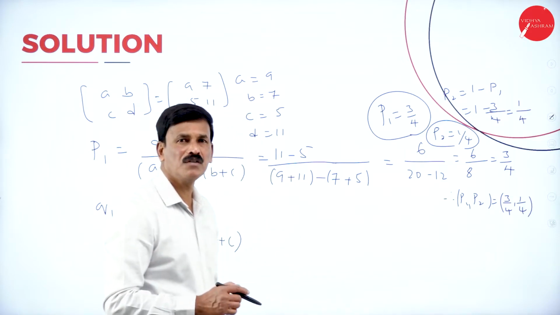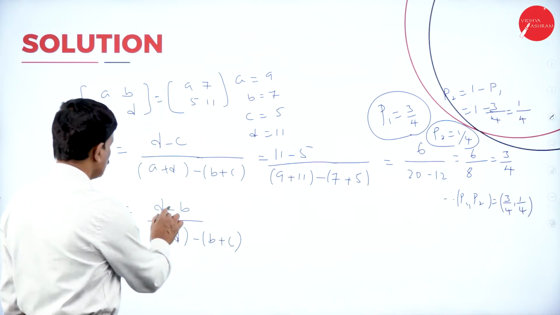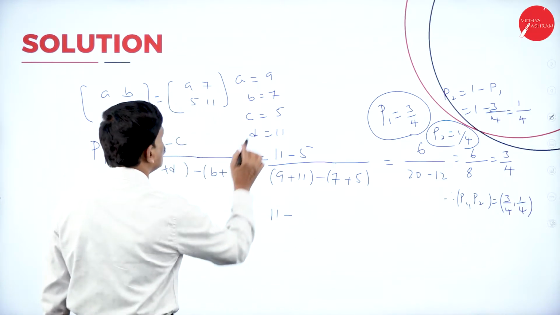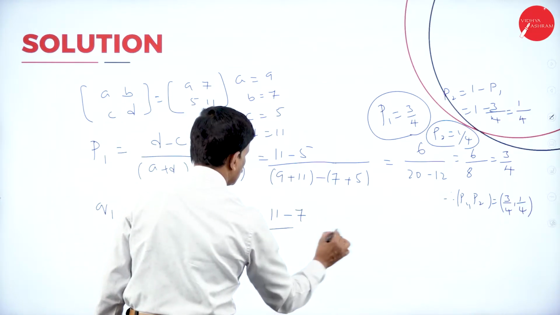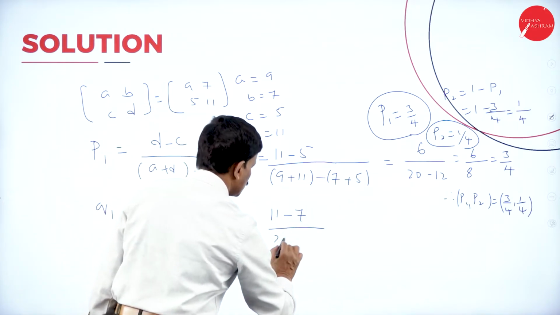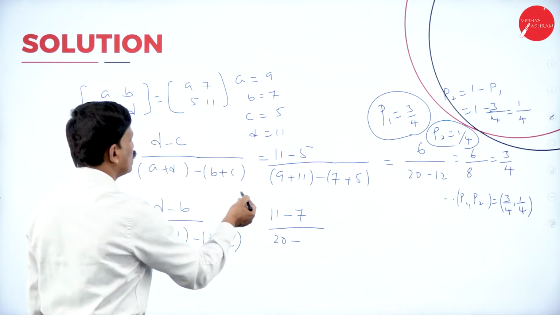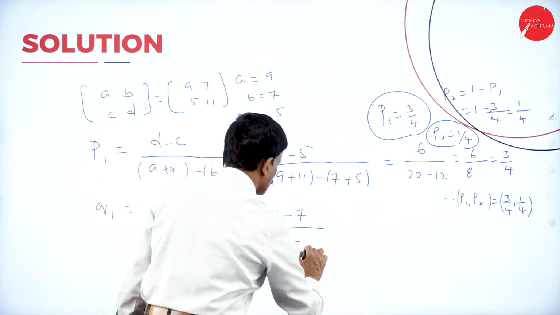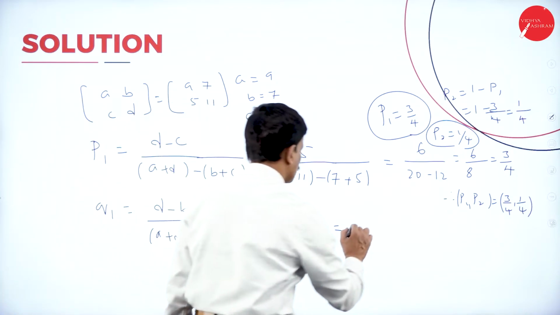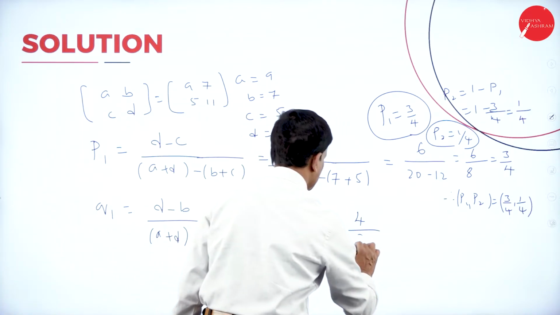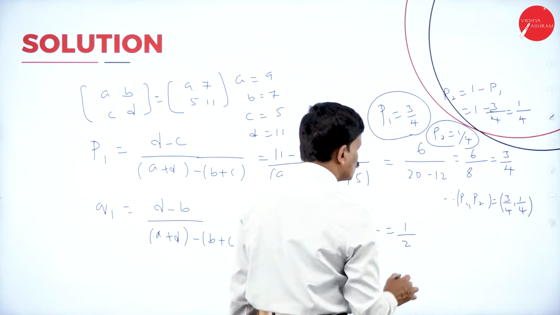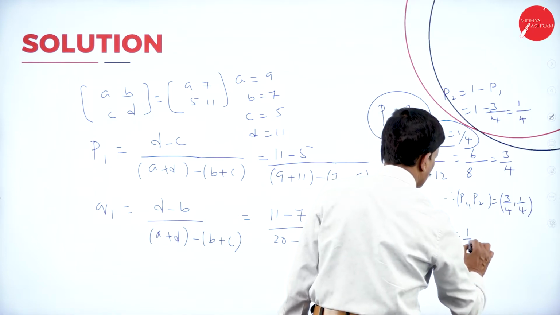Similarly, find out the value of Q1. Q1 is equal to D minus B. What is D? 11 minus B, B is equal to 7, divided by, the denominator is the same, A plus D, 9 plus 11, that is 20, minus B plus C. B plus C is equal to 12. So this is equal to 11 minus 7, which is 4 divided by 8. That is nothing but 1 by 2. So the value of Q1 is equal to 1 by 2.